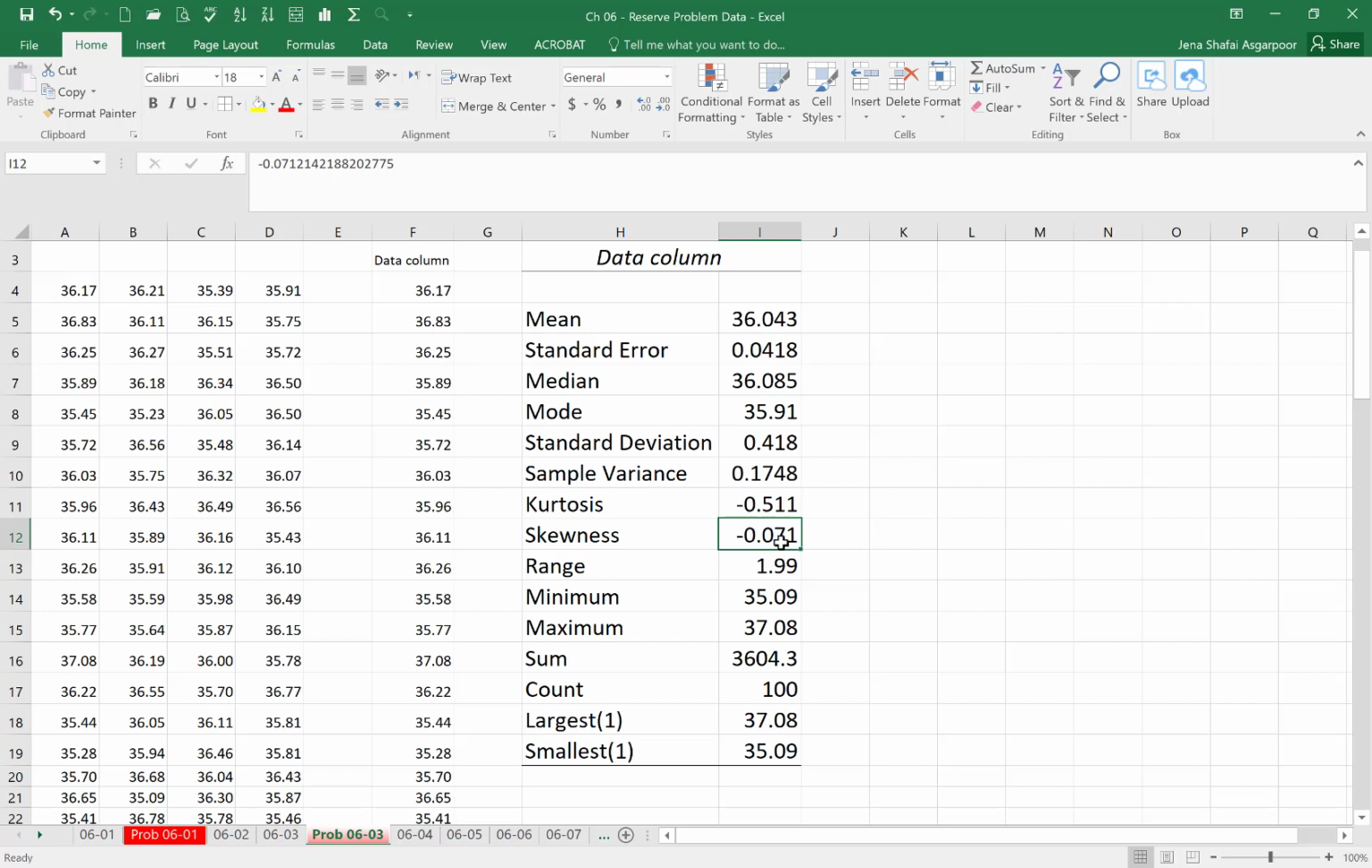Skewness is negative. Negative skewness means that the tail of the distribution drags on. If there is a tail, that tail drags on to the left side. So the bulk of it is more to the right.